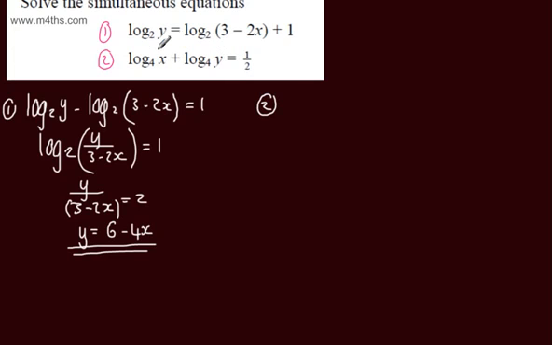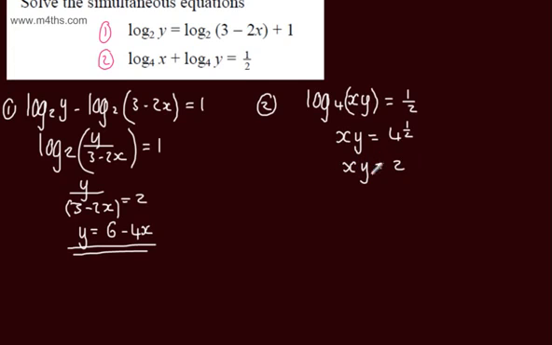I can now combine the logs. I've got now a sum, so I've got the same base, so this will become a product. Log to the base 4 of x multiplied by y will be equal to 1/2. At this stage, I can write the exponential equivalent, and that is 4 to the half power is equal to x multiplied by y. So we got 4 to the half. 4 to the half is equal to 2, so xy is going to be equal to 2. And that now is equation 2.